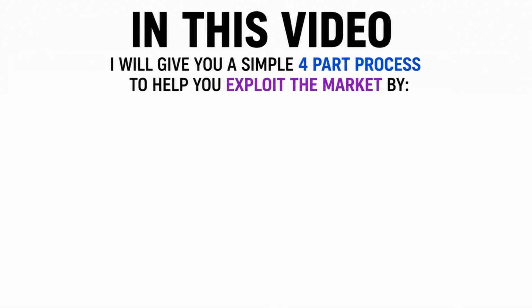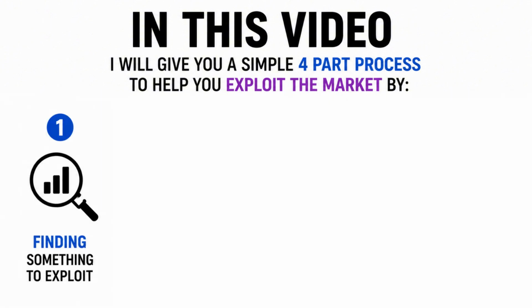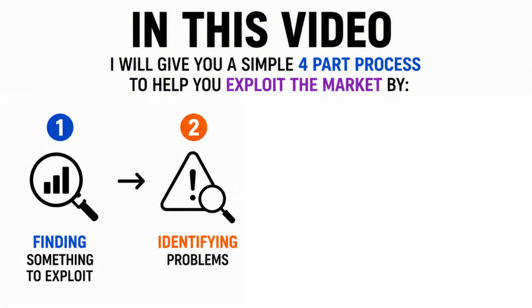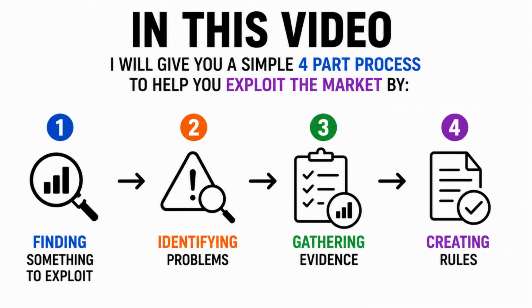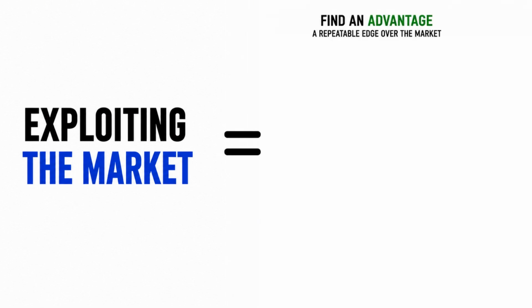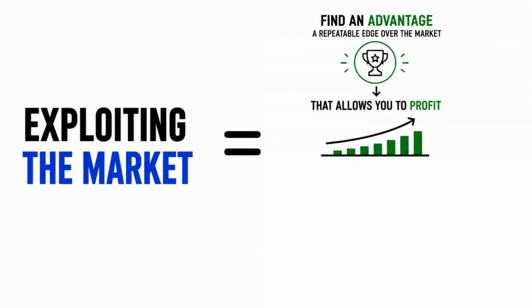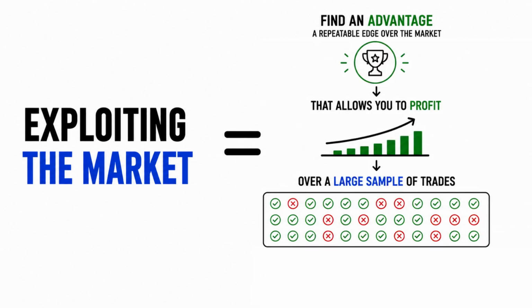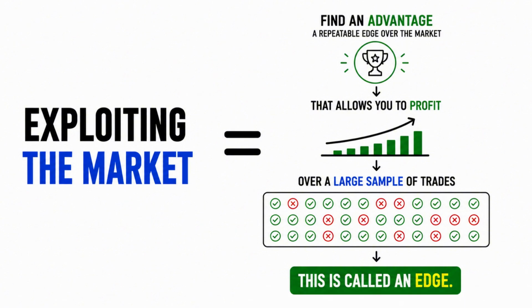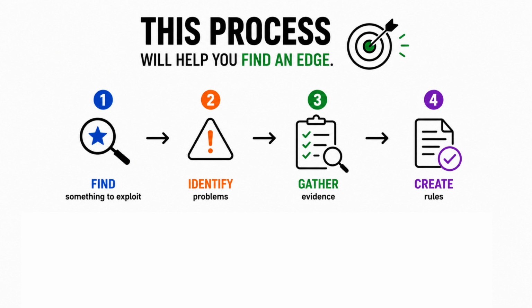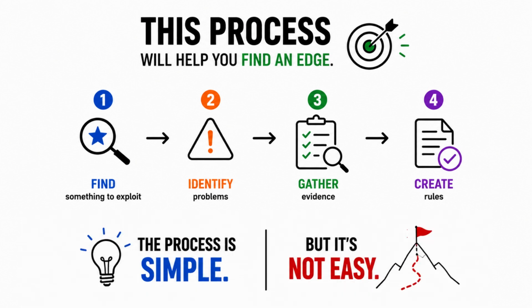In this video, I'm going to give you a simple 4-part process to help you exploit the market by finding something to exploit, identifying problems, gathering evidence, and creating rules. First, let's make sure everyone knows how exploiting the market works. Simply put, you can only exploit the market by finding an advantage that allows you to profit over a large sample of trades. This is called an edge, and the process I'm going to teach you will help you find one. Now, look, the process is simple, but it's not easy.